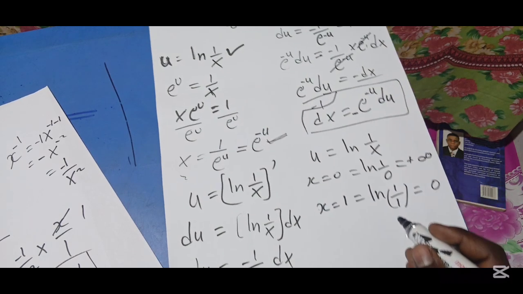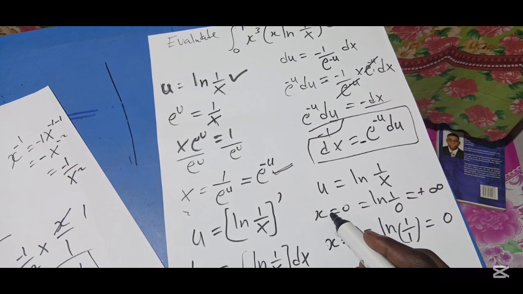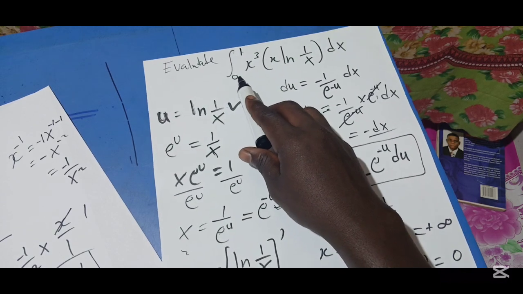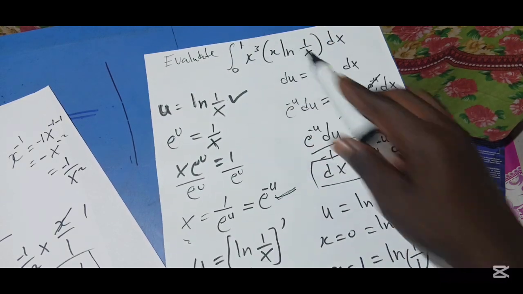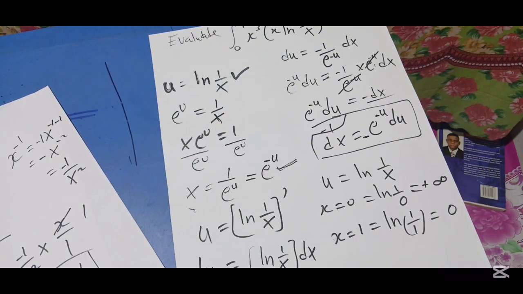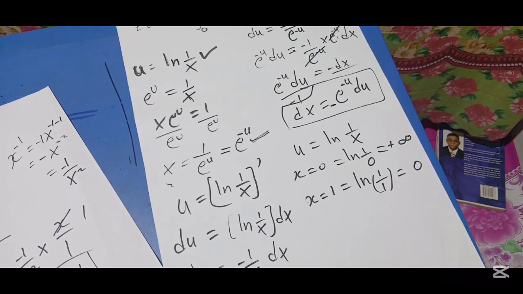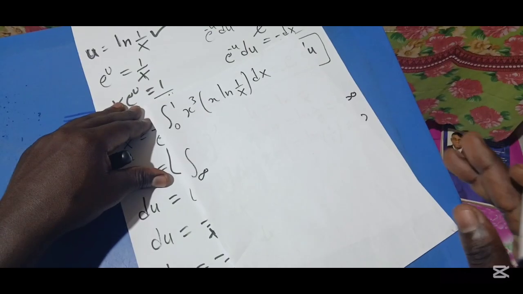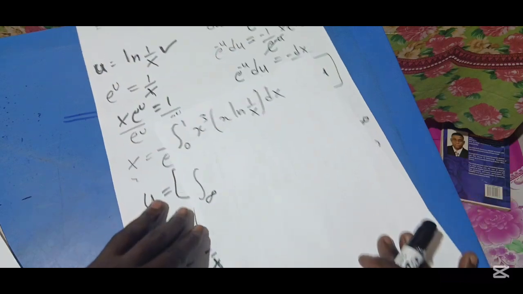So now notice how our limits changed. When x equals 0, that is where we are going to have the infinity sign. And when x equals 1, we are going to get 0 there. So let's write it as such for now. Now we can go ahead and make our substitution.